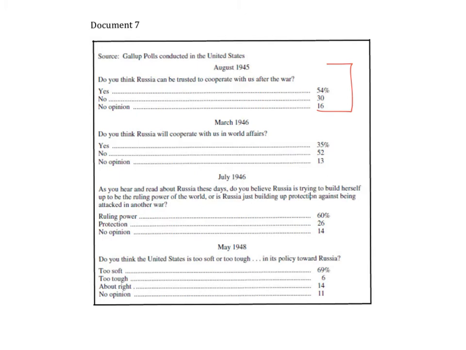Only 54% think that Russia can be trusted to cooperate with us. But then as we see Poland following, and by 1948, the crisis in West Berlin, notice how public opinion changes. So talk about that, because this illustrates the growing tensions and suspicions that make a Cold War inevitable. And remember, that was the prompt.